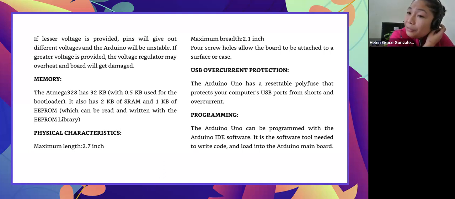But there's really a difference in performance. Arduino Uno cannot do image processing. Meanwhile, Raspberry Pi is very, very good with image processing and digital signal processing.